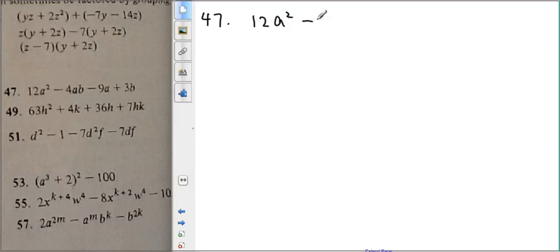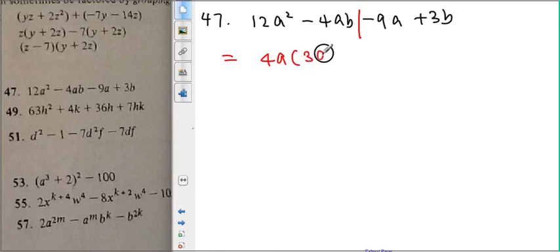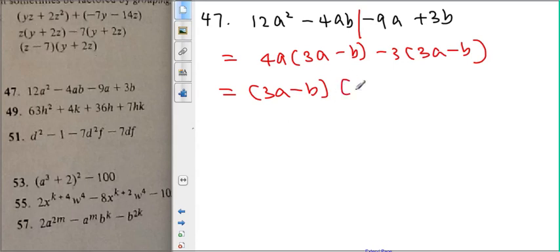Number 47. 12a squared minus 4ab minus 9a plus 3b. So let's try to break them down here. It seems 4a is common. So then we get 3a minus b. Here, negative 3 seems to be common. Then we get 3a minus b. And 3a minus b is common in both cases. Then we have 4a left from the first term, and then minus 3 from the second term. And that becomes our answer.